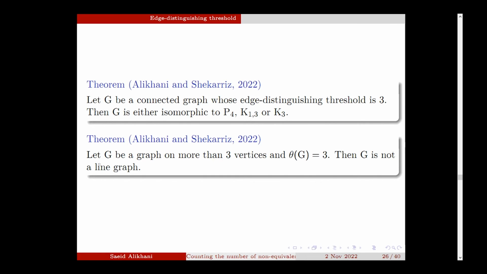And here we have another result for theta. If G is a graph with order greater than 3 and theta is 3, then we can say something about the line graph, and here G cannot be a line graph.